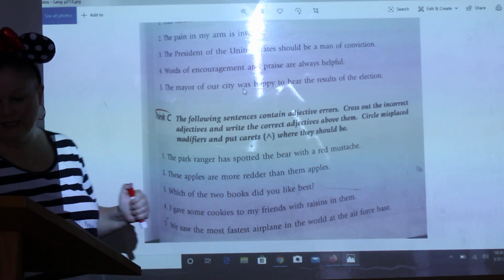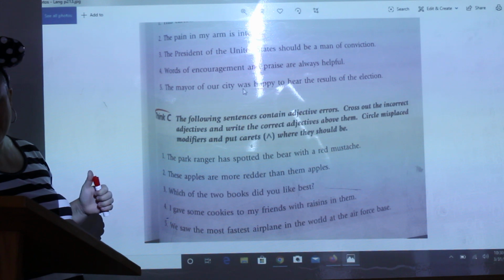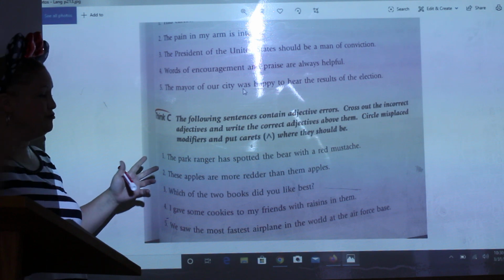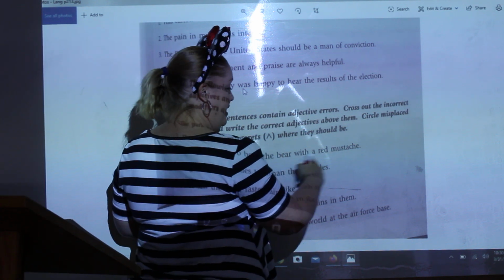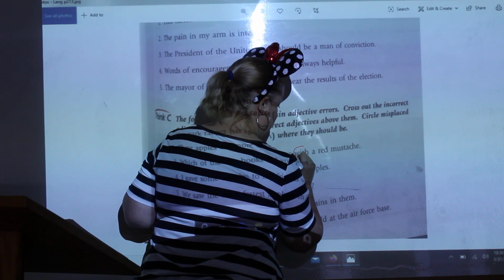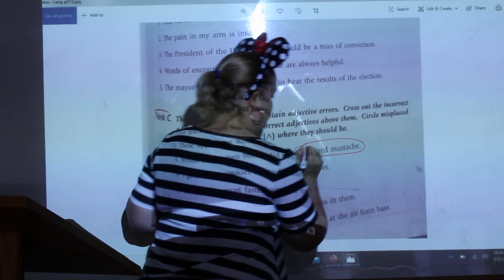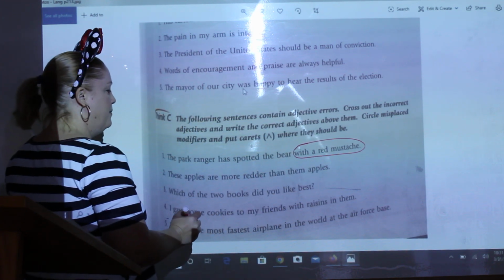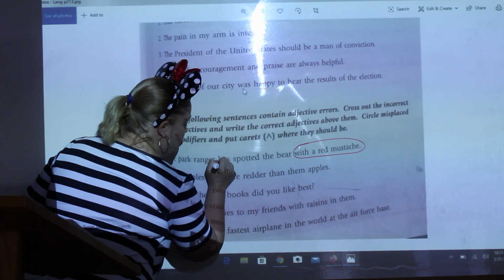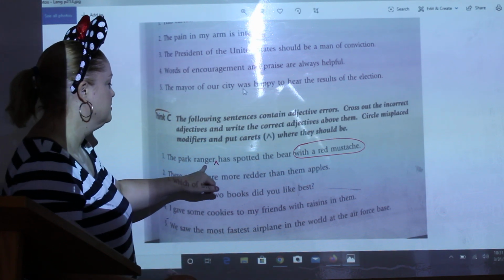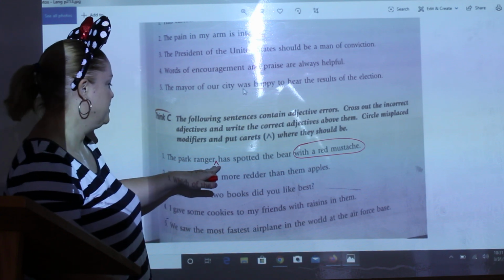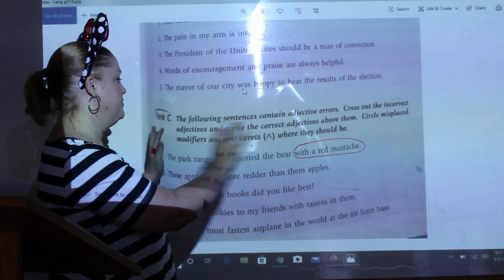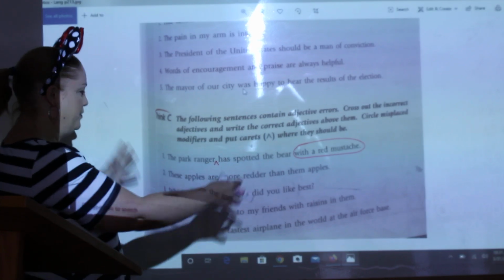All right, so if you're looking at sentence 1, the park ranger has spotted the bear with a red mustache. I'll read it up here too. Okay. Interesting, because that would be highly entertaining. Picking wants to do that. There we go. Obviously, it would have to go here. The park ranger with a red mustache, that's what the caret is showing, has spotted the bear. So rather than doing the arrows like we did before, they want it done this way to keep it from being too messed up with all of our marks.